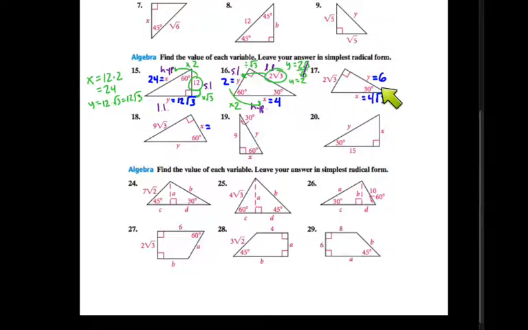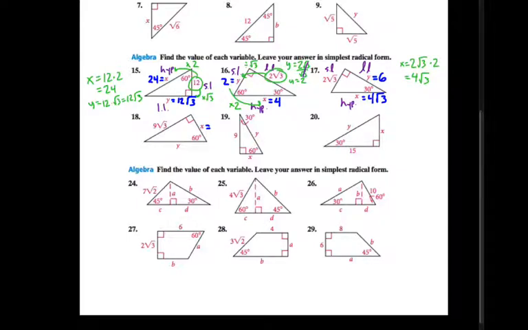On the next one, my pieces and parts: opposite the 90-degree angle is the hypotenuse. Opposite the 30-degree angle is the short leg. And that makes this the long leg, opposite 60 degrees. It gives us the short leg, so that's what I need to find the long leg and the hypotenuse. I'll multiply by the square root of 3 to get the long leg. I will multiply 2 square root 3 by 2 to get the hypotenuse.